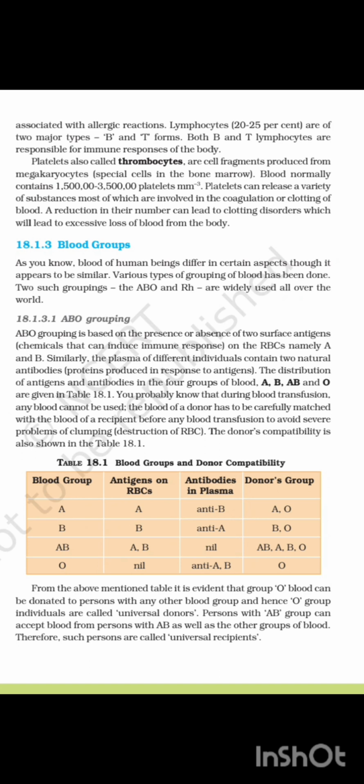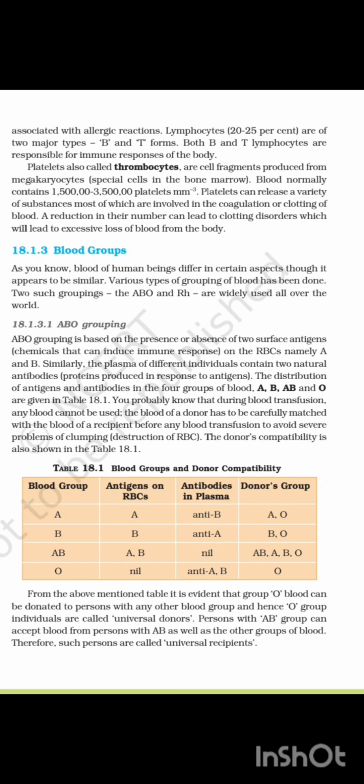Platelets are also called thrombocytes and are cell fragments produced from megakaryocytes, special cells in the bone marrow. Blood normally contains 1,50,000 to 3,50,000 platelets per cubic mm. Platelets can release a variety of substances, most of which are involved in the coagulation or clotting of blood. A reduction in their number can lead to clotting disorders, which will lead to excessive loss of blood from the body.